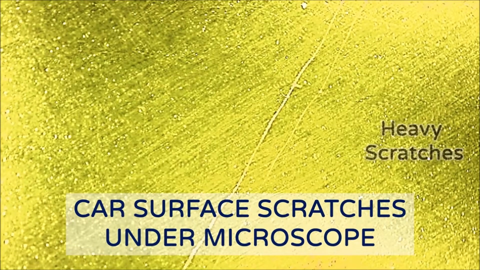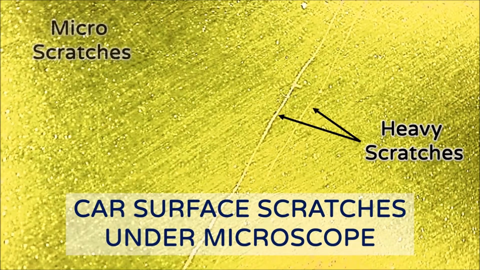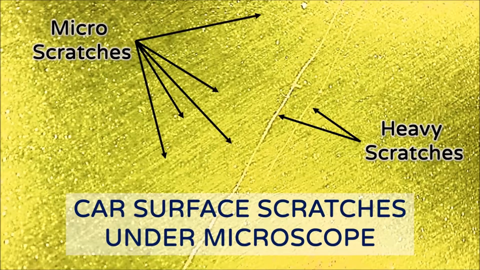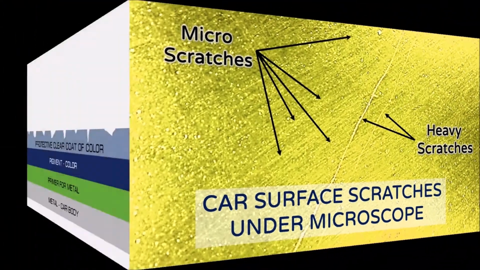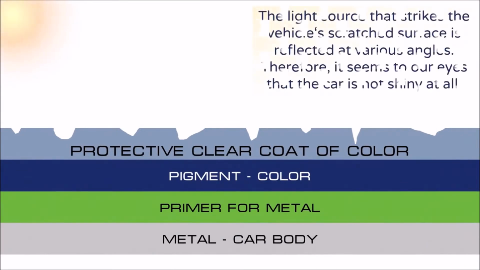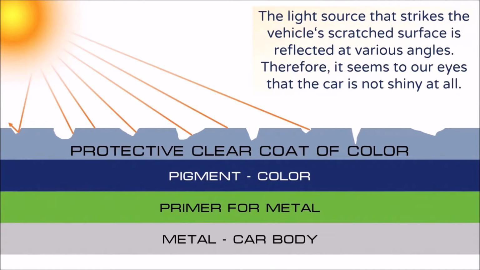In this picture, the surface of a 3-year-old vehicle is under a microscope. We can see here two heavy scratches, but above all a large amount of micro scratches. And these micro scratches are the reason why the surface of the vehicle is no longer shiny. The light source that strikes the vehicle's scratched surface is reflected at various angles. Therefore, it seems to our eyes that the car is not shiny at all.